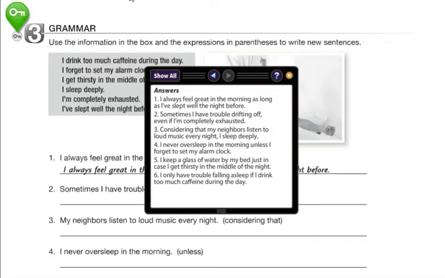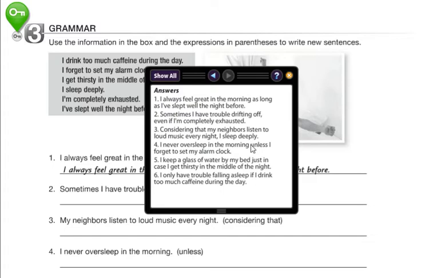And here, these are the possible answers I have. I always feel great in the morning as long as I sleep well the night before. Sometimes I have trouble drifting off, comma, even if I'm completely exhausted. 3. Considering that my neighbors listen to loud music every night, comma, I sleep deeply. I never oversleep in the morning unless I forget to set the alarm clock. Look, that's unless at the end, so there's an omission of the comma. I keep a glass of water by my bed just in case I get thirsty in the middle of the night.